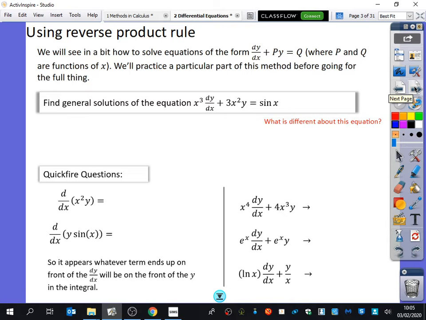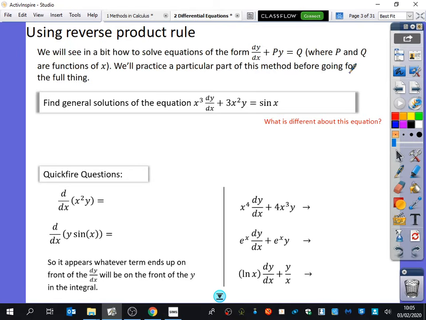So we're now going to use the reverse product rule, because this is now proper further math stuff, okay? It says, we will see in a bit how to solve equations in the form dy by dx plus py equals q, where p and q are functions of x, okay? In this case here, p and q are not constants, but they are functions of x. And it says we'll practice a particular part of this method before going for the full thing, okay?